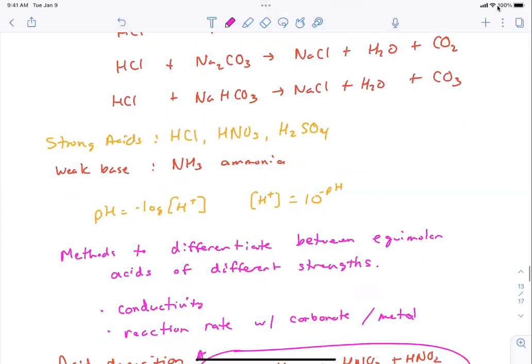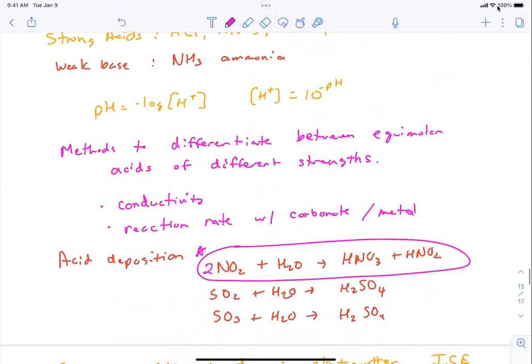Okay. Methods to differentiate between equimolar acids of different strengths, okay? Remember, the concentration has to be the same if you're comparing different acids' strengths. So you can either do conductivity or reaction rate with carbonate or metal, where you can measure how much gas is being produced. Because they'll produce the same amount of gas, it just will be faster or slower.